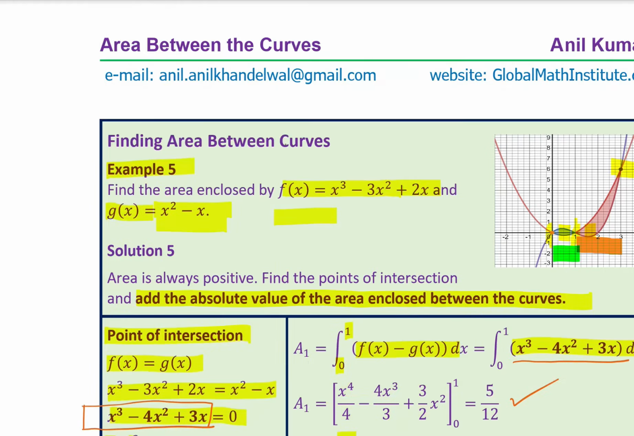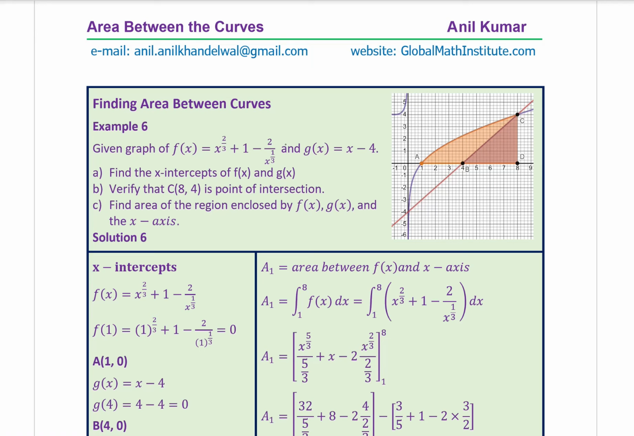Now that brings us to the last question, which is also an examination style question. Here, example 6. Given the graph of f of x equals x to the power of 2 over 3 plus 1 minus 2 over x to the power of 1 over 3, and g of x equals x minus 4. So these are the two graphs given to us. That is f of x. So let me write down here. This is f of x for us. And this one is g of x, a straight line.